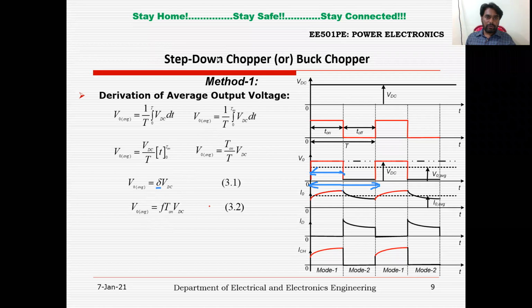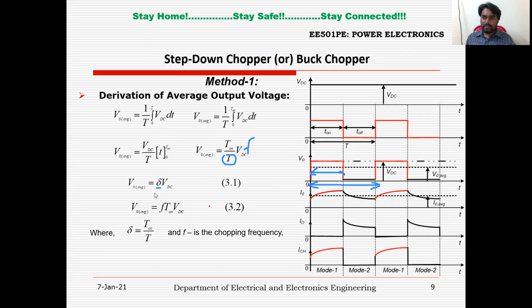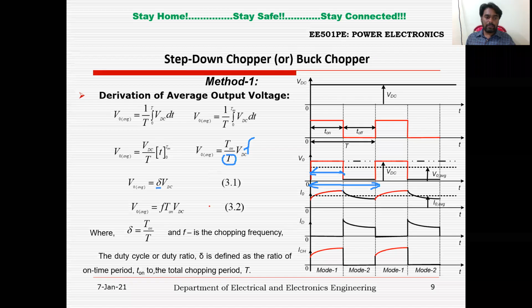Okay. And if you want to write in terms of chopping frequency, then 1 by T you can write as f, the chopping frequency. So the average output voltage will be f into Ton into VDC, right? Where f is the chopping frequency and delta is the duty cycle or duty ratio, which is defined as the ratio of the on-time period to the total chopping period.